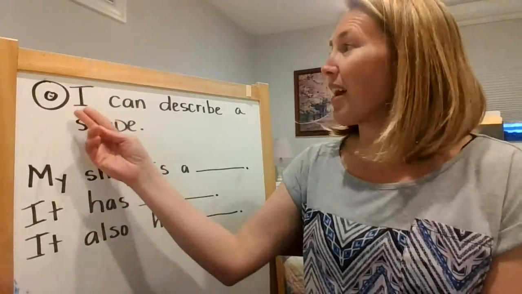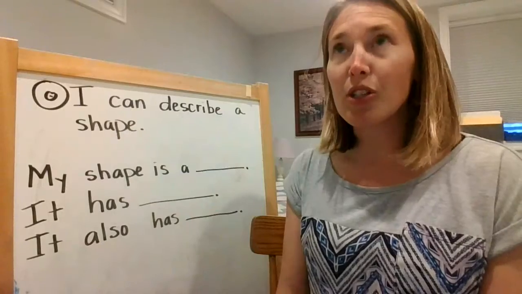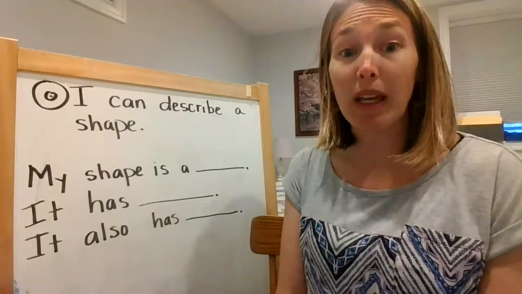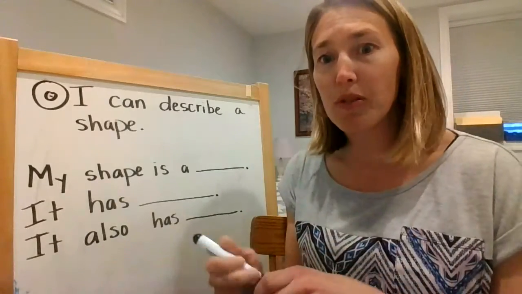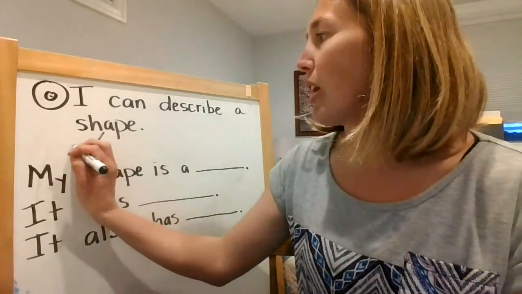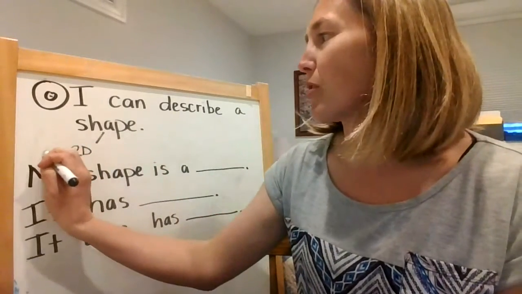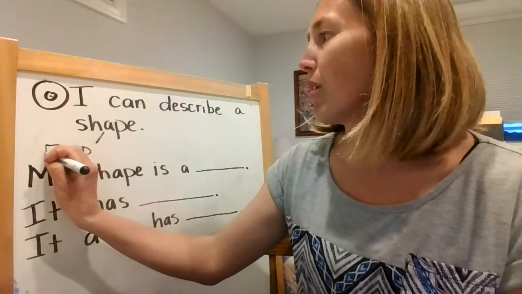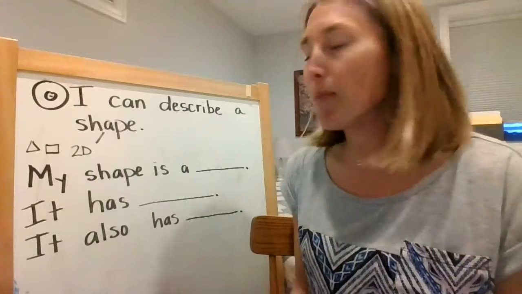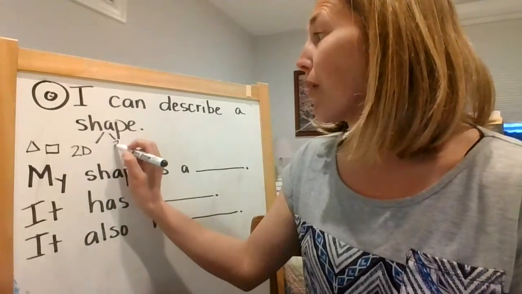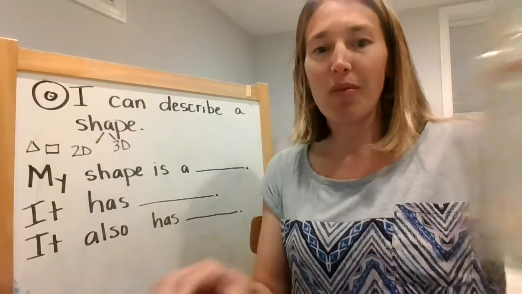Here we go. I can describe a shape. Okay? To describe means to tell or explain what a shape might look like. And in first grade, we've talked about two different types of shapes. You can have a 2D shape, and we know that that one's flat. Okay? And those things can be like squares. We've talked about triangles, maybe a rectangle. Okay? We've also talked about 3D types of shapes.